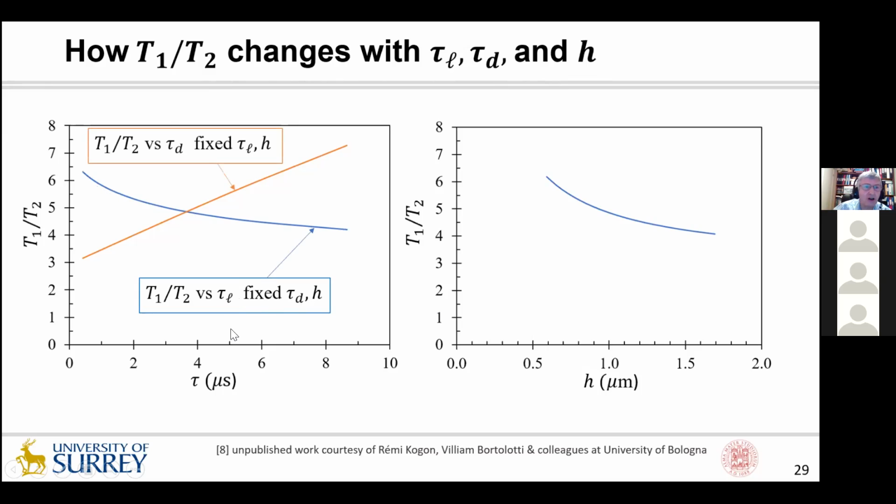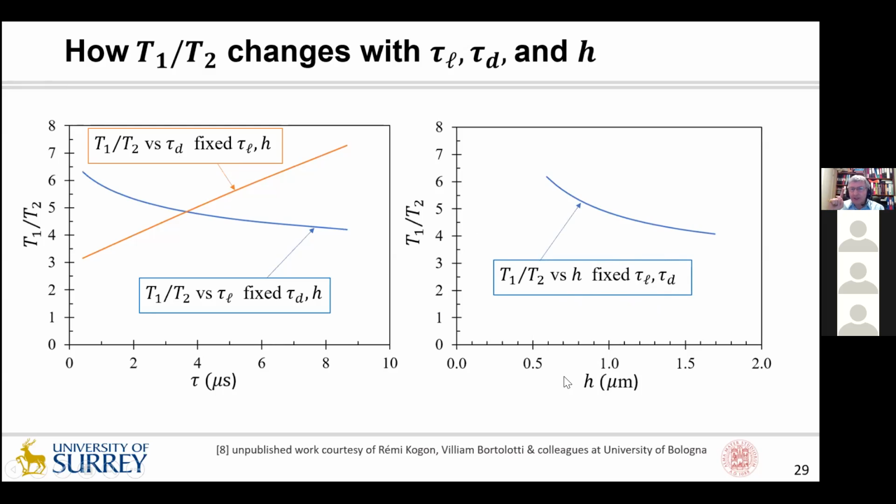Whereas by contrast, T1 over T2 is increasing as a function of tau D with the other parameters fixed. And on the right-hand side, we have T1 over T2 decreasing as H increases. Remember, this is the thickness of the pore, effective thickness of the pore, with the time constants fixed.